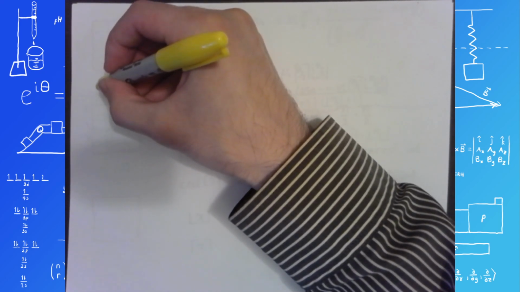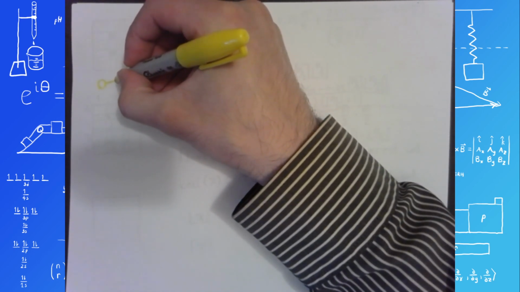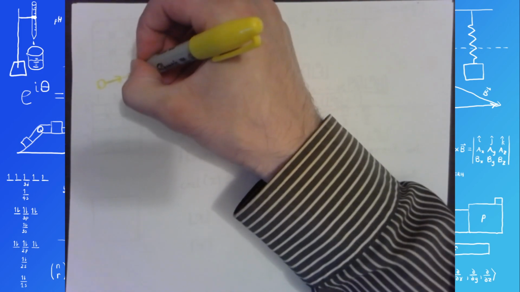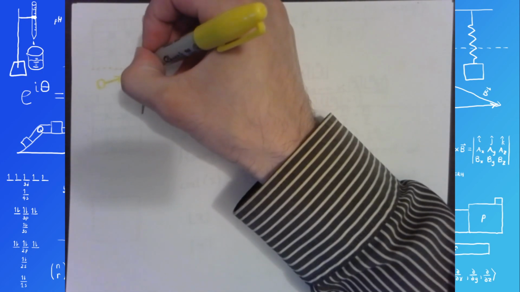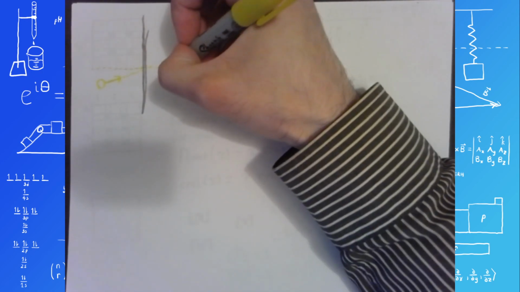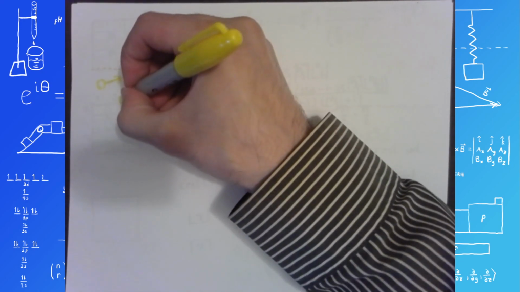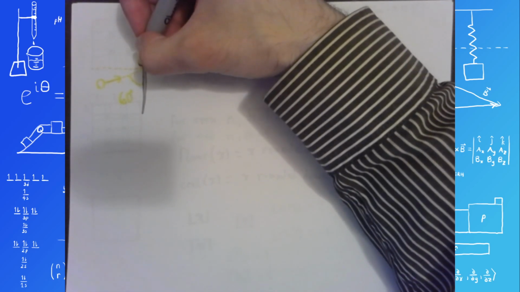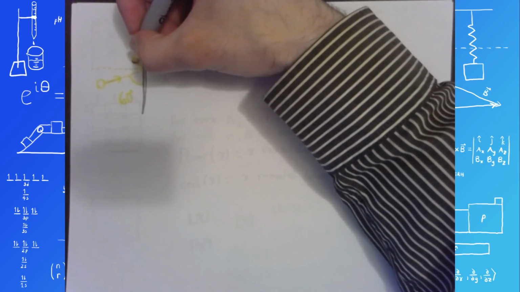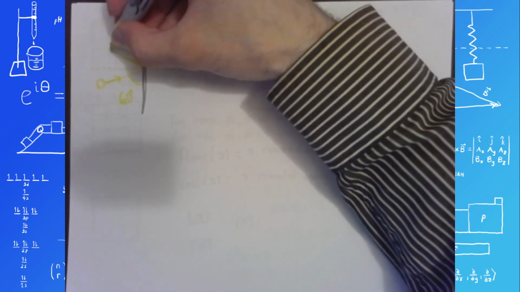So the ball comes in something like this. And that right there is a 60-degree angle. And the ball bounces off also at a 60-degree angle. Let's see if I can draw it well. Yeah, that looks about right.